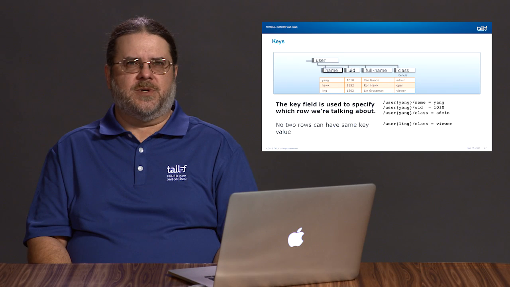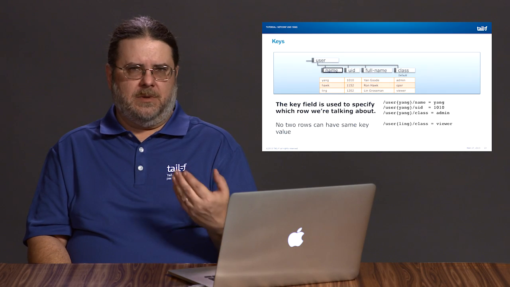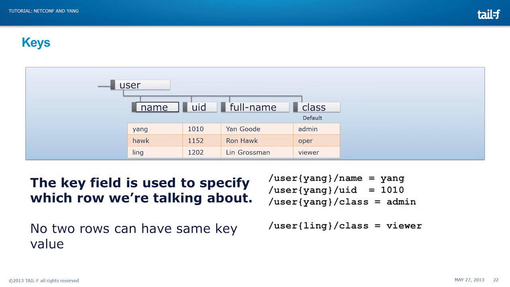Lists have key entries. The key, as we mentioned earlier, there can be one or more keys. If there are multiple keys, it's the combination of the keys which must be unique. The key field is used to specify which list entry, i.e. row, we're referring to, and so as a result, keys must be unique. And again, uniqueness of keys is automatically enforced by ConfD.